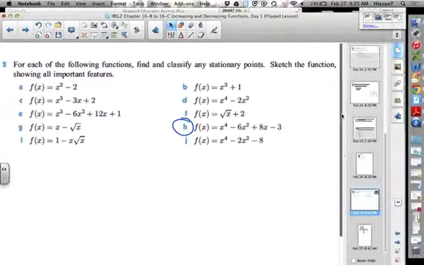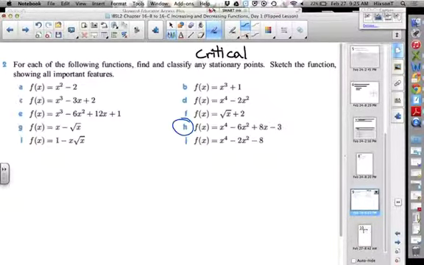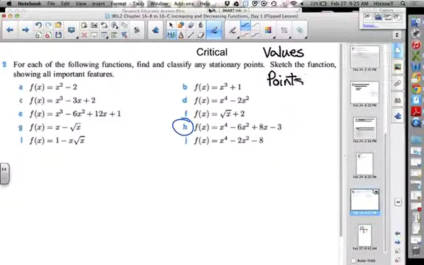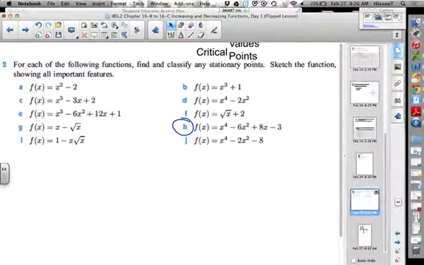what we're trying to do is find and classify any stationary points, which remember are also known as critical values, or critical points. Critical values, which give us critical points.